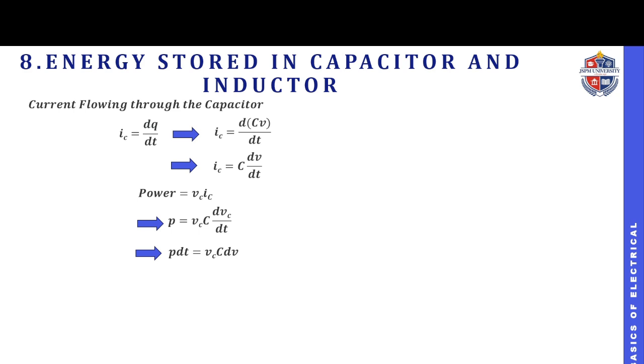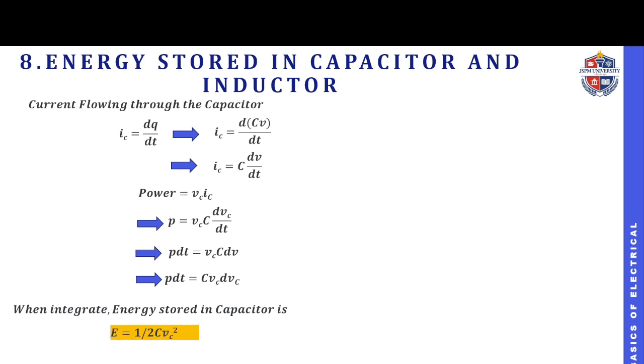So now we are going to integrate, just modifying this equation. P into dt is equal to C into VC into dVC. C is constant, so when we integrate, integration of P dt equals C times integration of VC dVC, and we get the final value: energy stored in the capacitor is half C VC square, normally called half CV square. With this we can understand the energy stored in the capacitor.